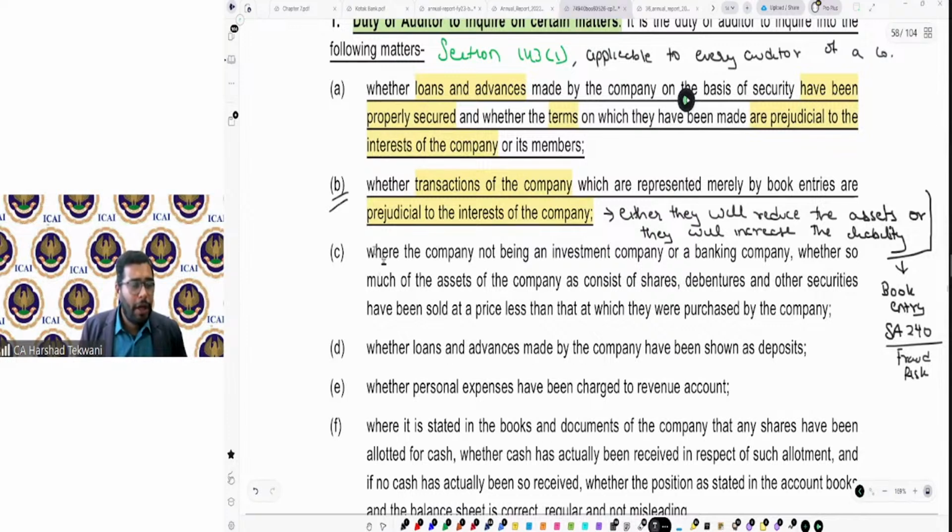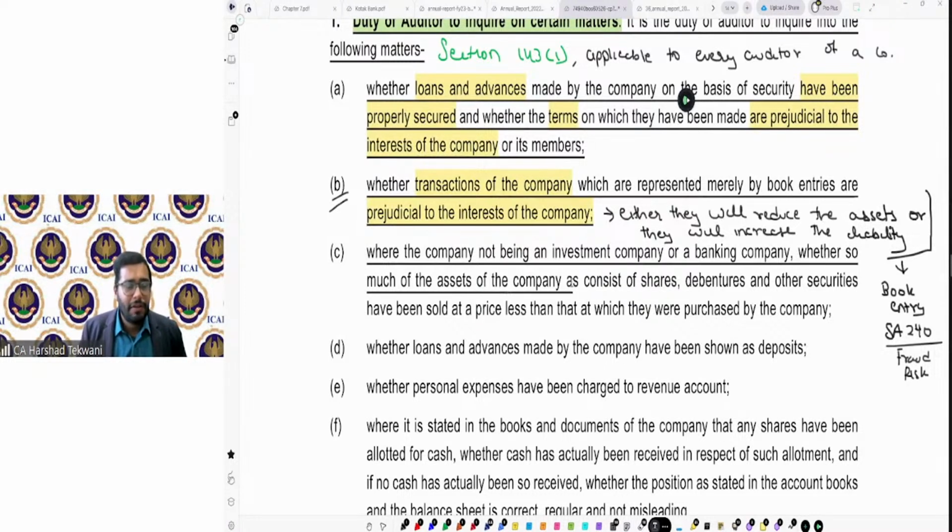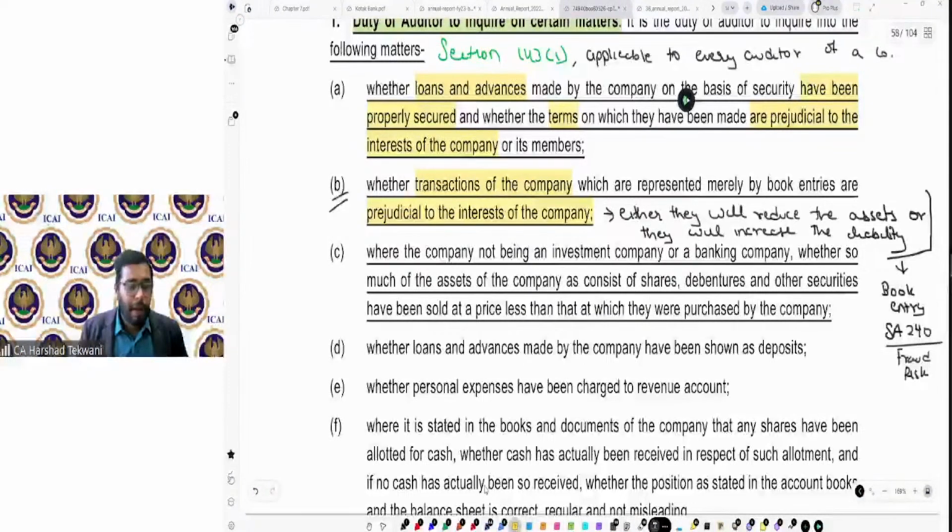Then the third point: where the company, not being an investment company or a banking company, whether so much of the asset of the company consists of shares, debentures, and other securities that have been sold at a price less than that at which they were purchased by the company. If that is the scenario, then we need to report that particular part.